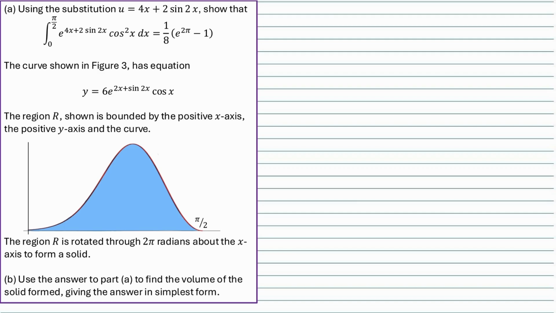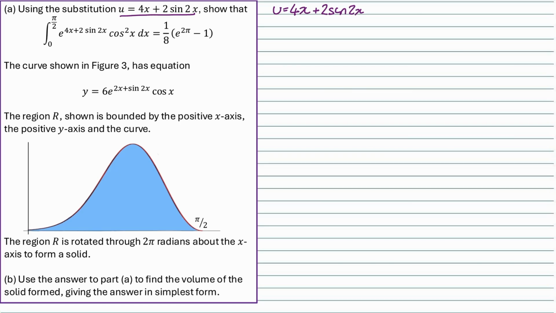And then for part B, we're going to use part A to help us find the volume of revolution between x equals 0 and pi over 2. You can pause the video, and when you come back, you can check your working with mine. Okay, so welcome back if you had a go. So we're given this substitution, and we need to use this to evaluate this integral.